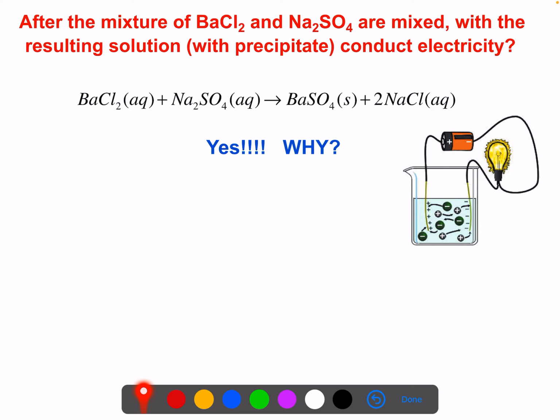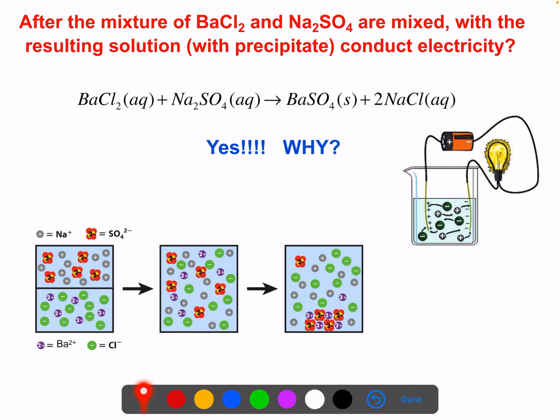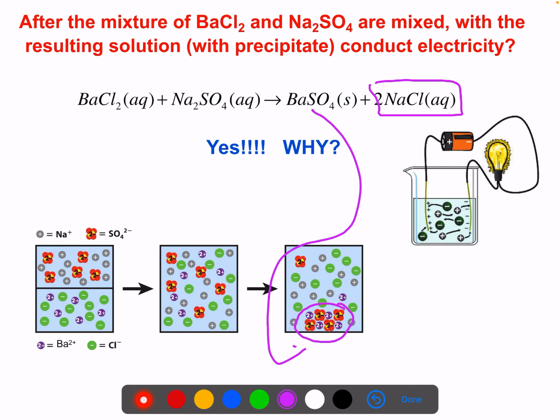Well, if we think about chemically what's going on, we know both of these would conduct electricity on their own. If we mix them, we're going to get this solid. This is going to fall to the bottom of our flask. So those ions are not going to be able to conduct electricity. But what's left over is sodium chloride. So we still have a bunch of salt in our water, right? And this is what is shown pictorially. Here's your barium sulfate solid. You can see that here. But what we still have is all of these sodium chloride ions, aqueous, that allow us to conduct electricity.